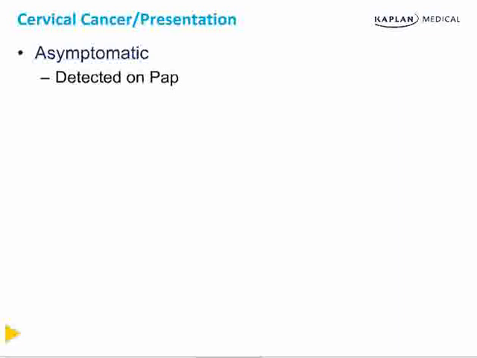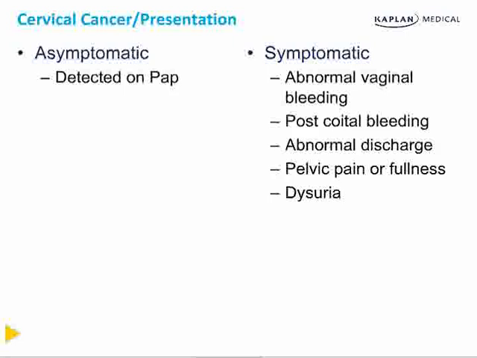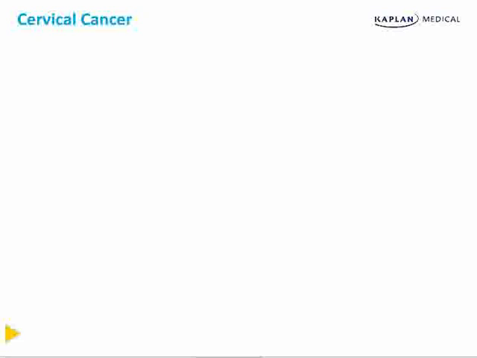Most cases of cervical cancer are detected when the woman is asymptomatic based on her abnormal pap results, as we discussed previously. If the woman is symptomatic from her cervical cancer, the common presenting symptoms are most likely to be abnormal vaginal bleeding. The hallmark, or the key words to note in a clinical vignette, are post-coital bleeding, or bleeding after sexual intercourse. Other symptoms from cervical cancer can include abnormal vaginal discharge, dull pelvic pain or a sensation of fullness in the pelvis, as well as dysuria.